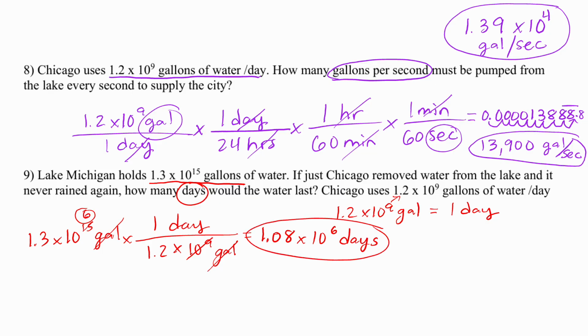And because it's days, if you really wanted to write this in full notation, it would be 108, 1, 2, 3, 4. So it'd be 1,080,000 days. Again, both of those answers are correct.